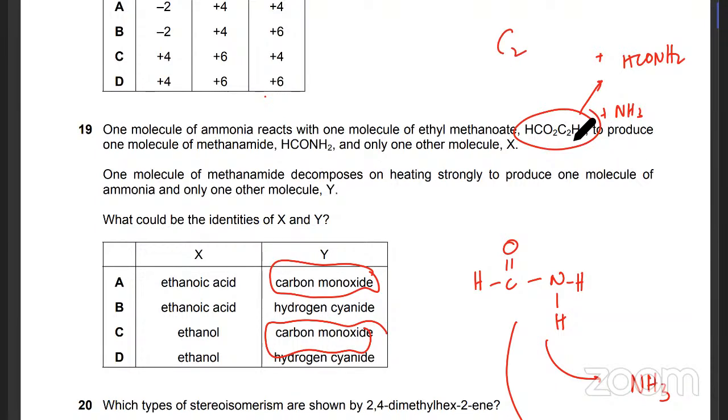And how many hydrogens do I have left? The total hydrogens I had initially was 6 plus 3 over here, that's 9. So 6 hydrogens are left, and I think I've got one oxygen left. So that is ethanol, because for ethanoic acid you need 2 oxygens. Okay, so C is correct.